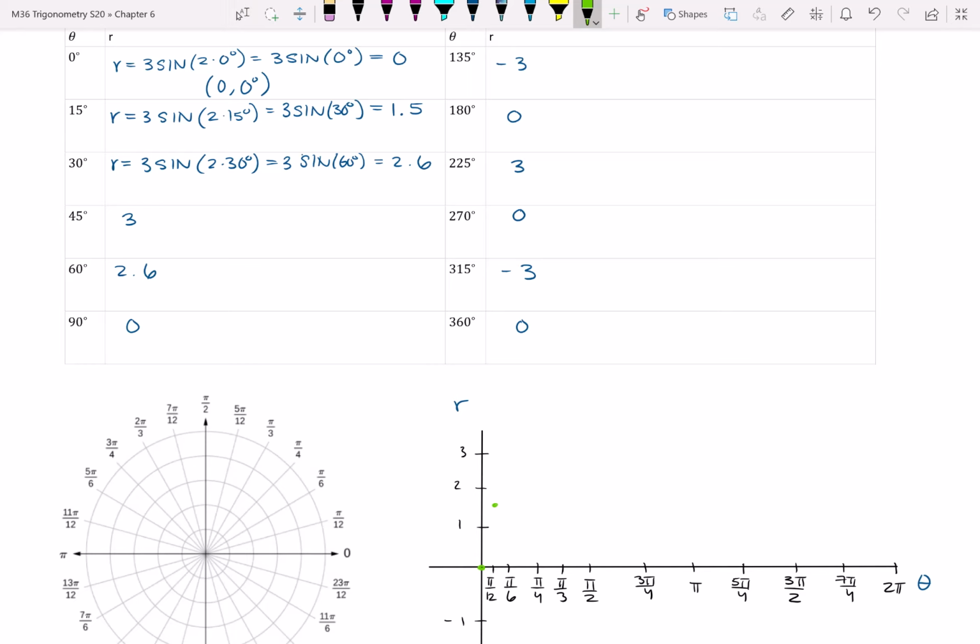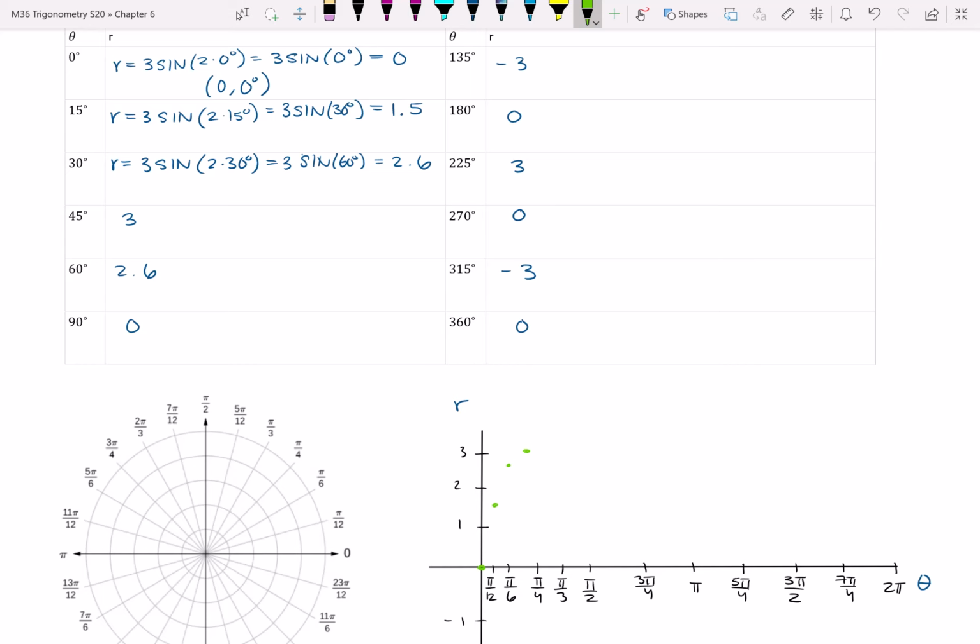And so pi over 6, that's 30 degrees. Pi over 6 was 2.6, so that's going to put us very close to 3, but not really. And then pi over 4, which was 45 degrees, is actually 3. Notice that again, our values oscillate between 3 and -3, which makes sense because we're working with the sine function here. Yeah, this was sine.